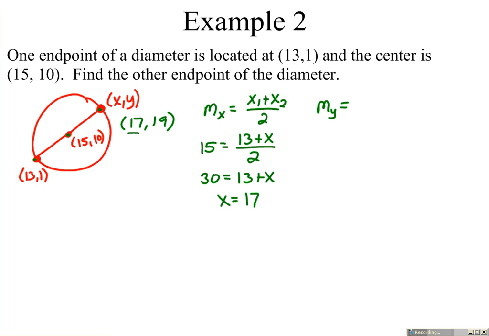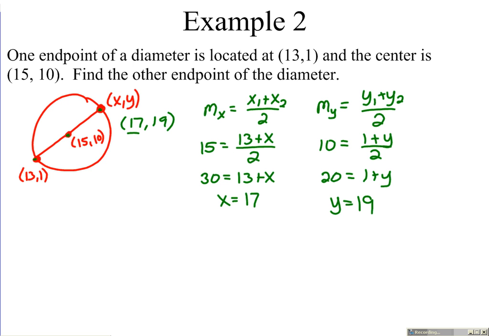Midpoint y coordinate is the sum of the y's divided by 2. We know the y coordinate of the center is at 10. The 2 y coordinates that are endpoints of the diameter are 1 and y. Solve that equation for y. Again, multiply by 2. Subtract the 1. Y is 19. There's our ordered pair that represents the other endpoint.